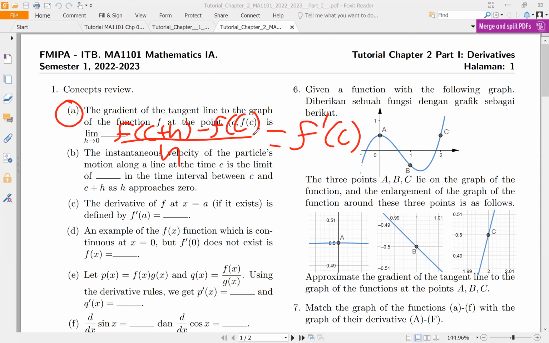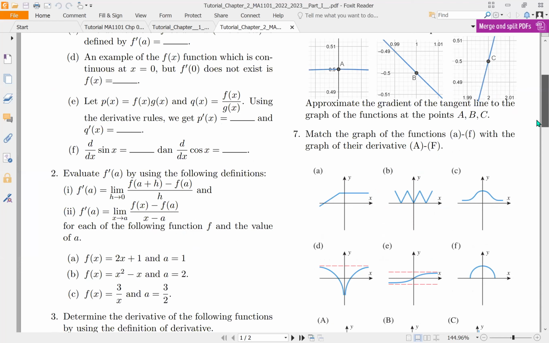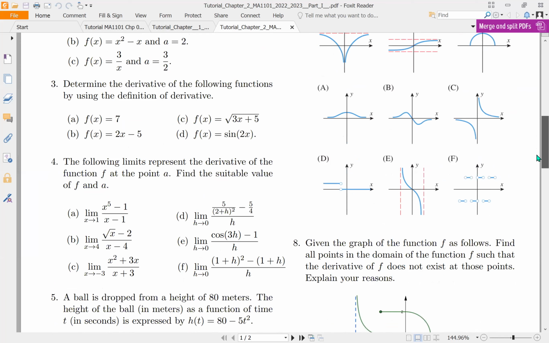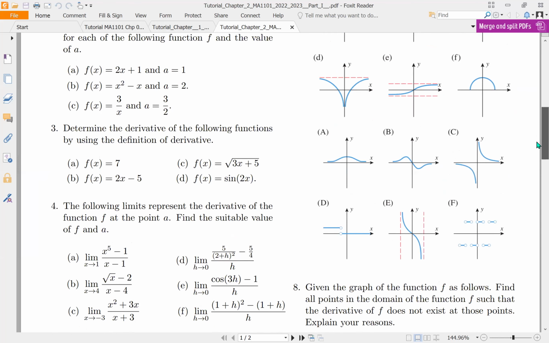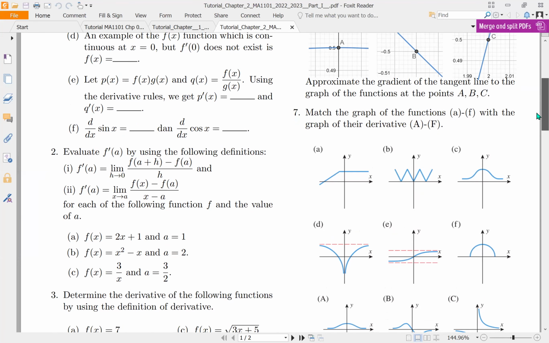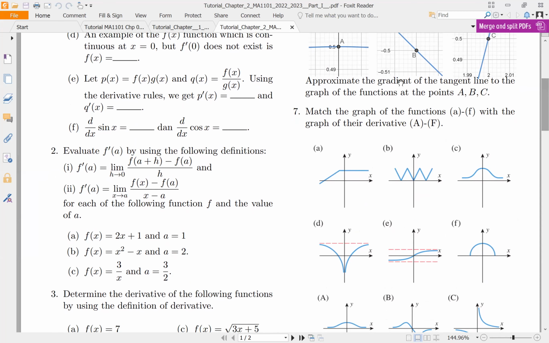Of course, you have to know how to calculate the derivative by using the definition, for example in number 2 or number 3 or number 4 as well. From the definition, you find the value of f prime of c, and then use this information to construct the equation of the tangent line at the given point. So I will consider an example for this.